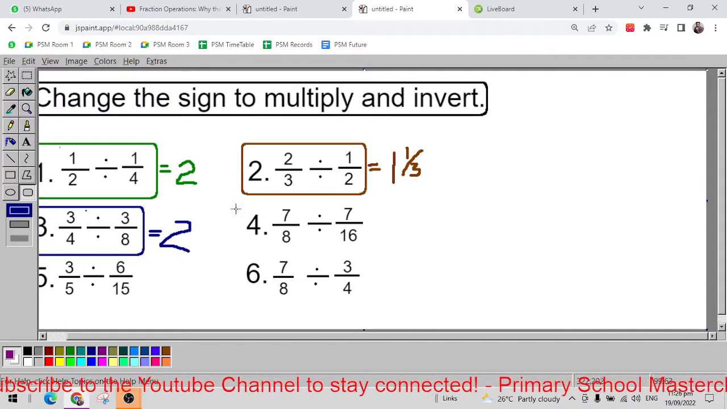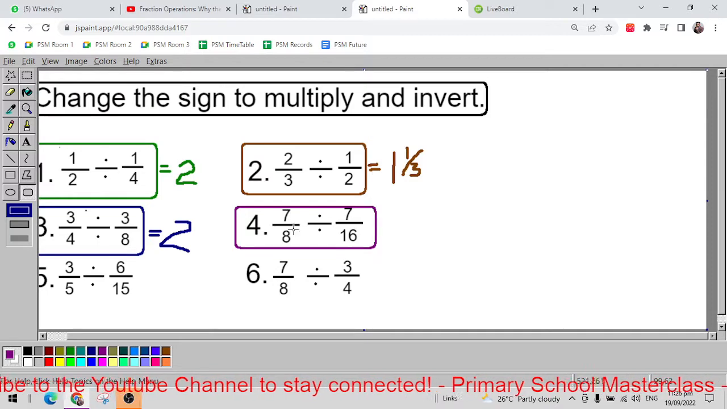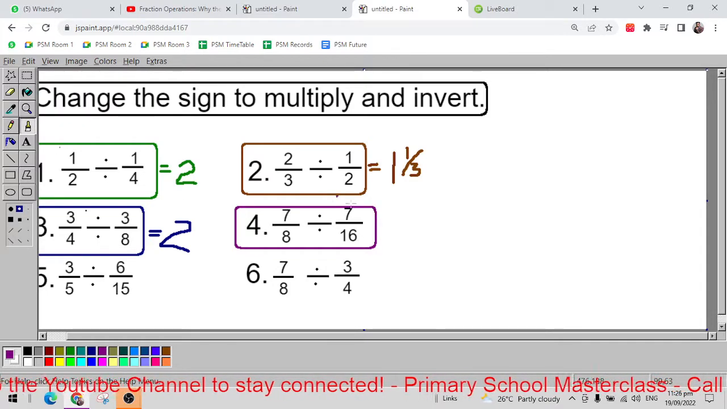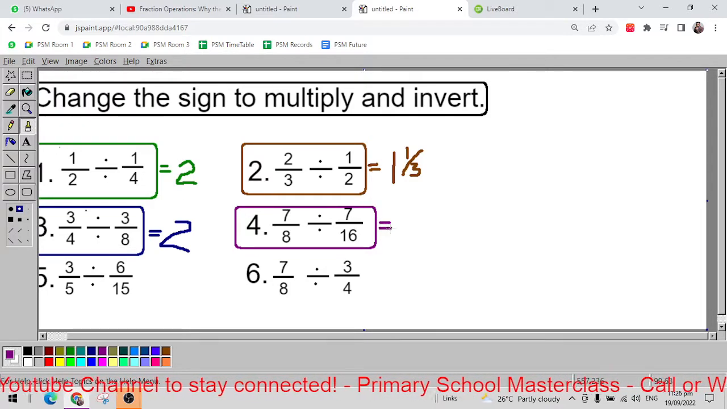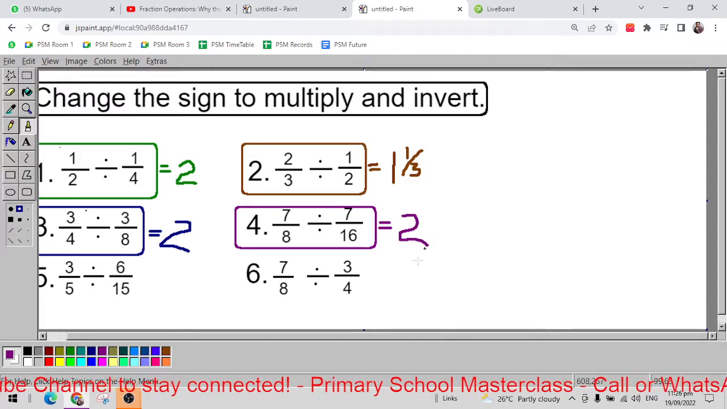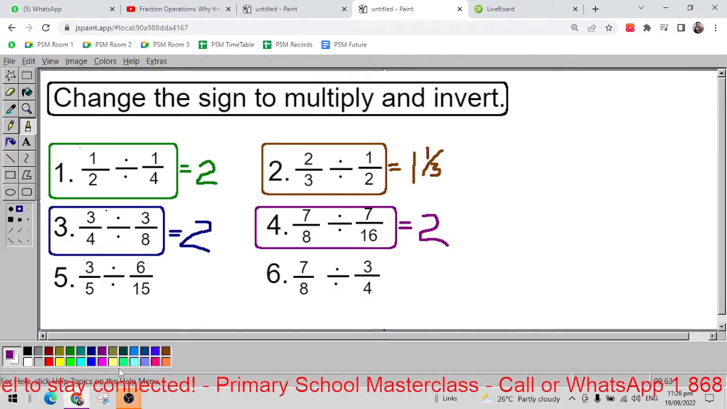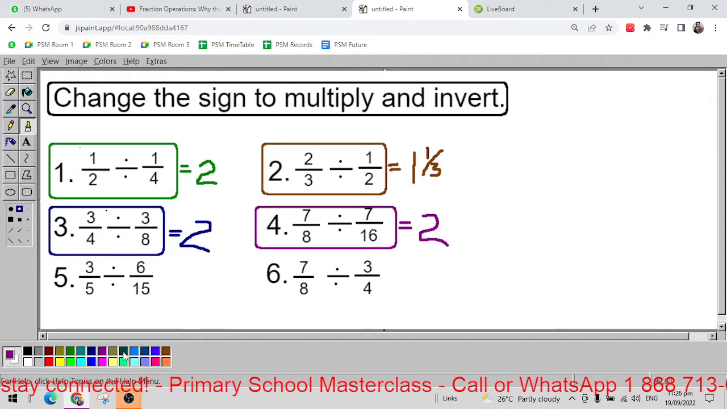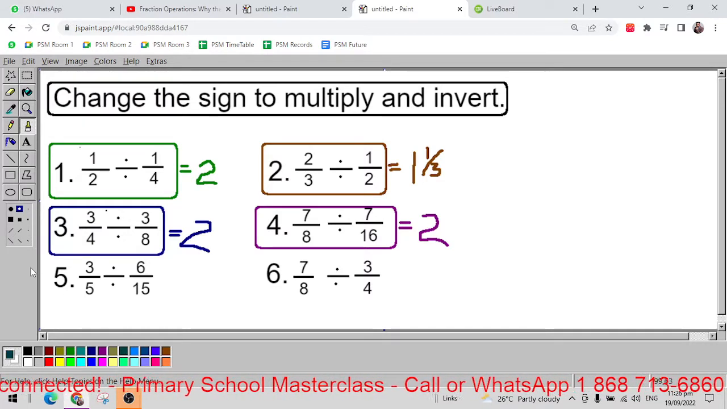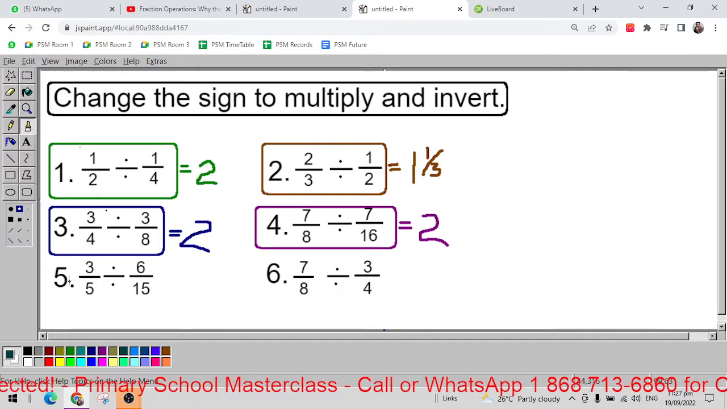Oh. The answer to number 4 is 2. A lot of them are answered by 2. That's interesting. Let's go with, what color is this pen? A kind of navy blue. So let's go with number 5.